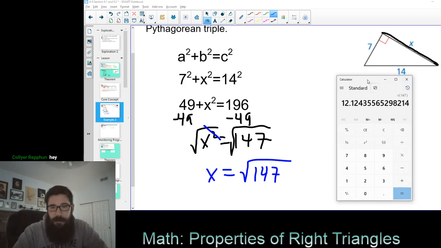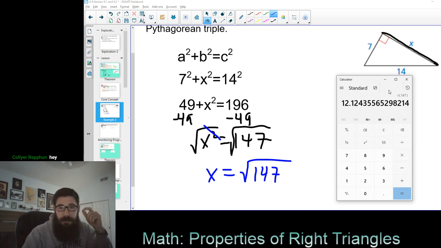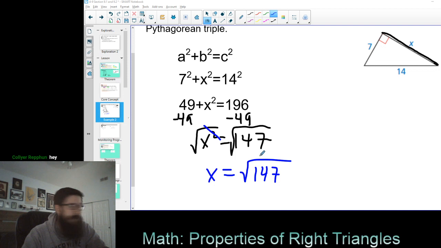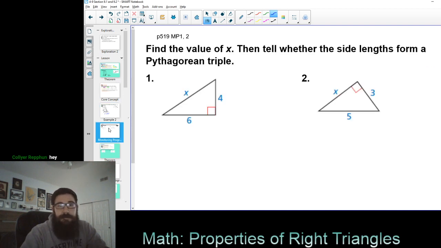I'm not going to expect you to know that. We'll be a little more clear as we get closer to the tests if we want decimals, or if you just leave your answer as square root of 147, that's totally fine. It makes sense that it's less than the hypotenuse, 14. The leg here, x, should be smaller than the hypotenuse. Both of them should be, and 12 is less than 14, so we're all good to go. This is an okay answer. I would stop there and just be done. So that one definitely wasn't a Pythagorean triple.